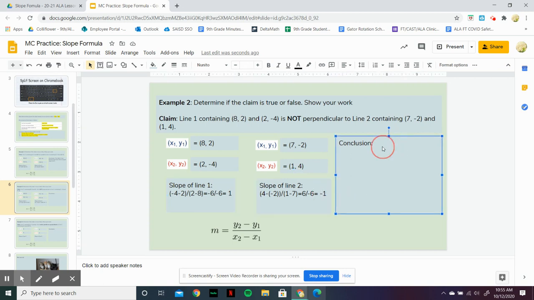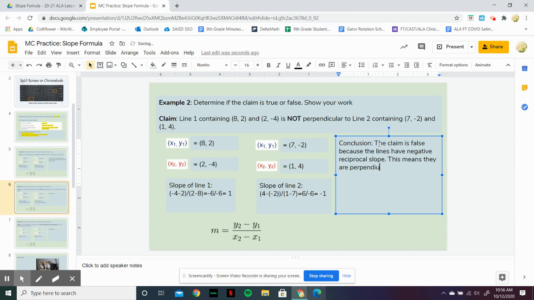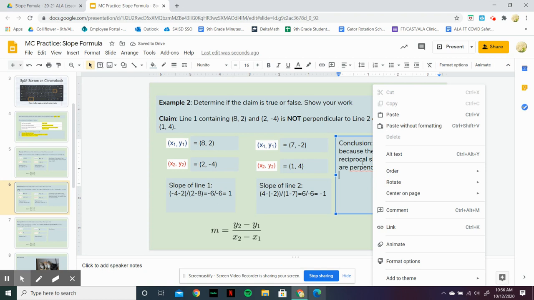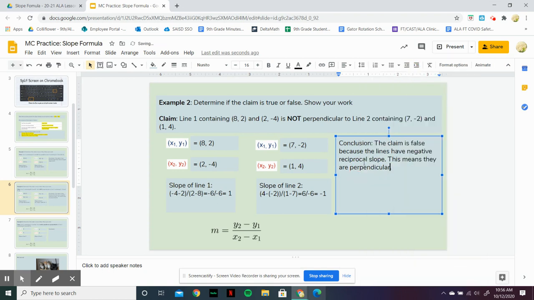So my conclusion is that the claim is false because the lines have negative reciprocal slopes. This means they are perpendicular. The claim said they were not. I found that they actually were.